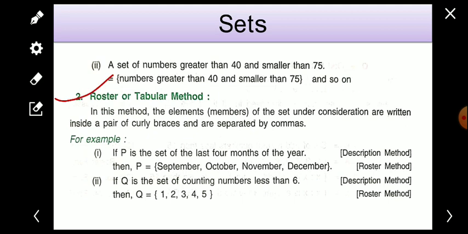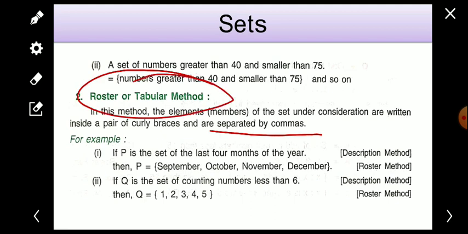Now the second one is the roster or tabular form. In this method, the elements of the set under consideration are written. Whatever elements are considered, those elements are written inside a pair of curly brackets and separated by commas. Here each and every element is written in the roster or tabular method. Each and every element of the set is written inside the curly brackets.